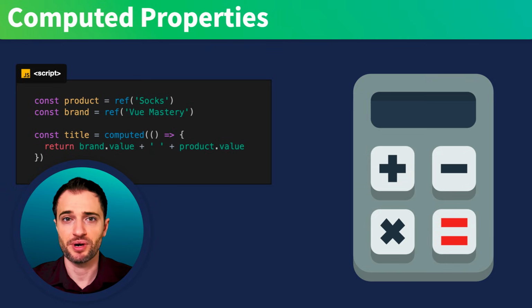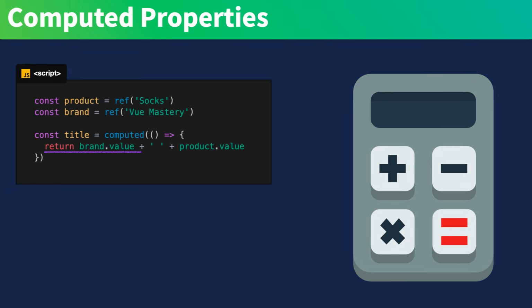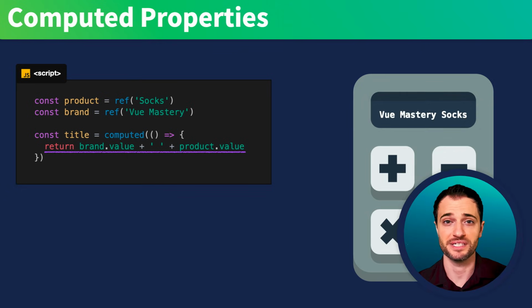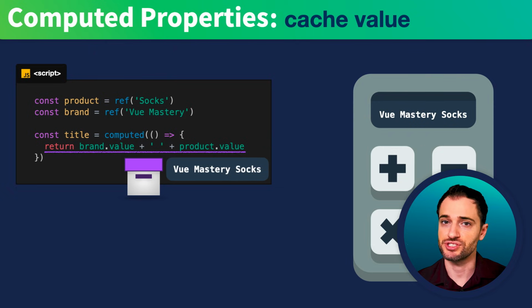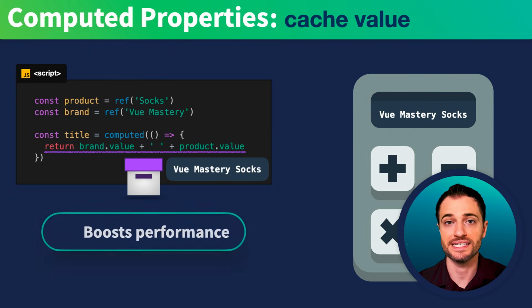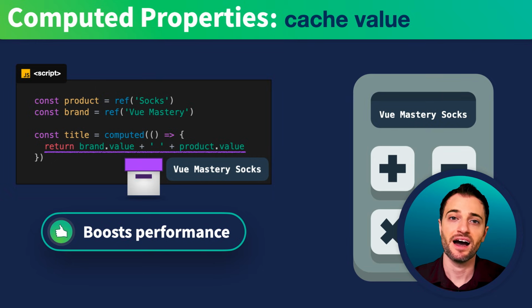I like to think of computed properties kind of like a calculator because they calculate or compute values for us. In this case, it's computing the value of brand plus a space plus product. That, of course, equals Vue Mastery socks. And a benefit of computed properties is that they cache the value, so it stores it away and only updates when it needs to, when one of its dependencies change. For example, if the brand were to change from Vue Mastery to Node Mastery, our computed property would receive that new dependency, then recalculate and return the new value.